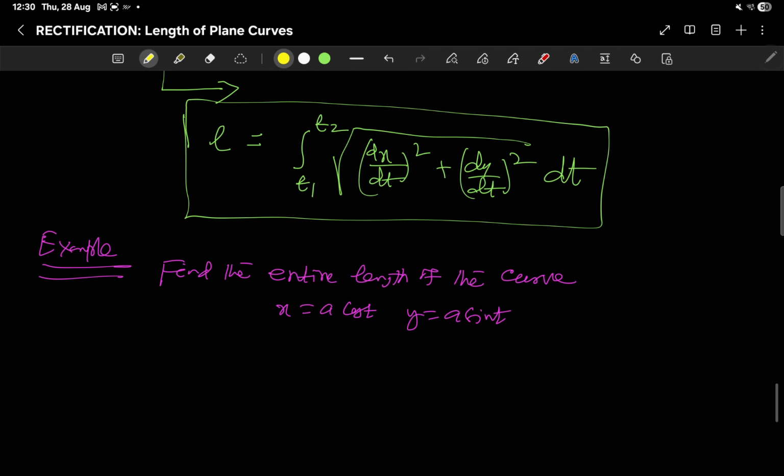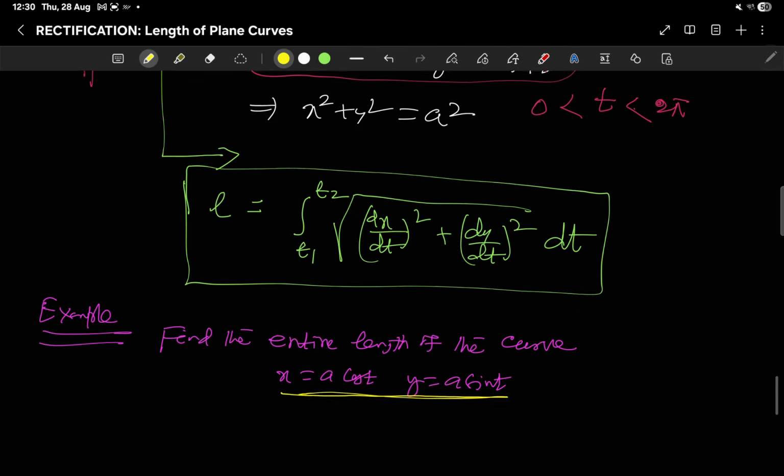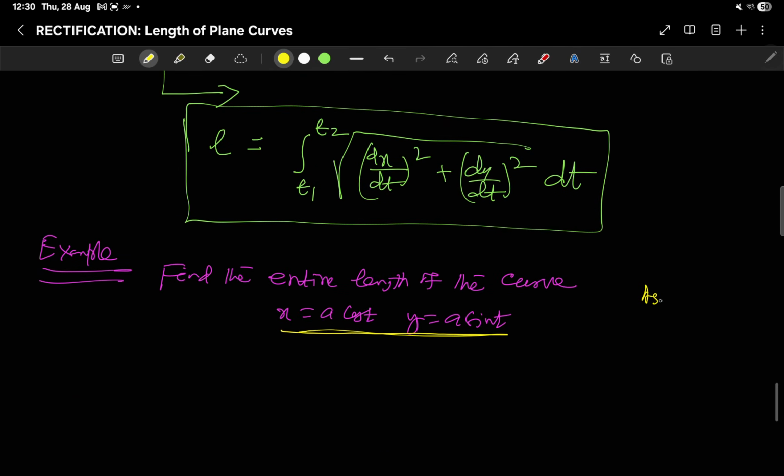Now coming to one more example: find the entire length of the curve x is equal to a cos t, y is equal to a sin t. You see, this question is the same as the previous question, so the answer should be 2 pi a. It is again the same circle: if you add x square and y square, it is a square, since sin square theta plus cos square theta is 1. So this is the same circle itself, from 0 to 2 pi.